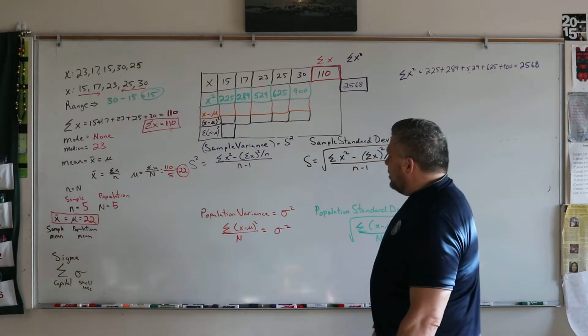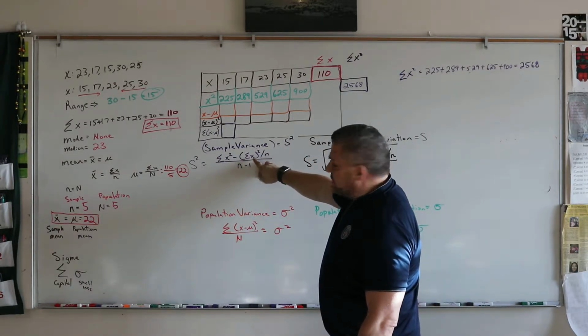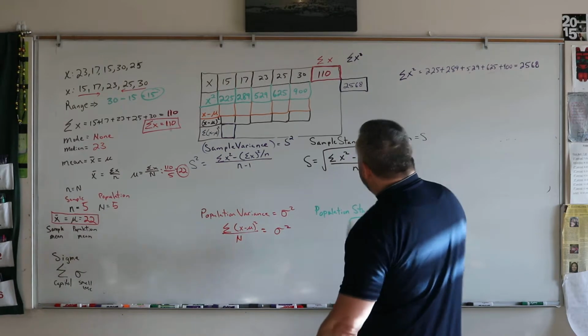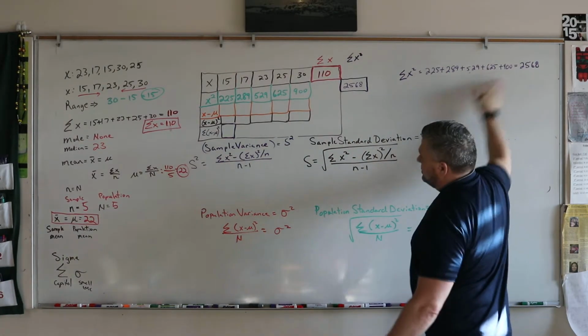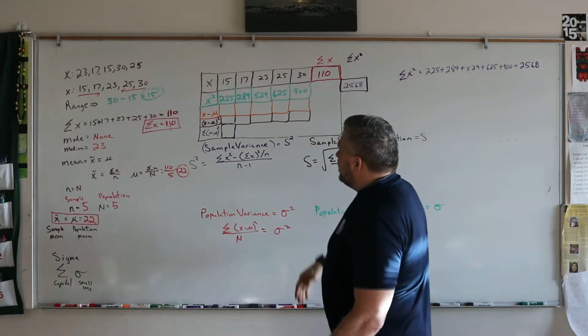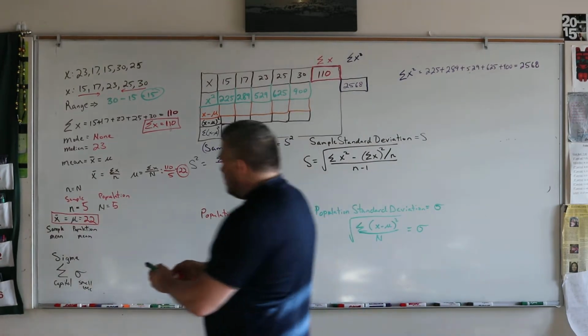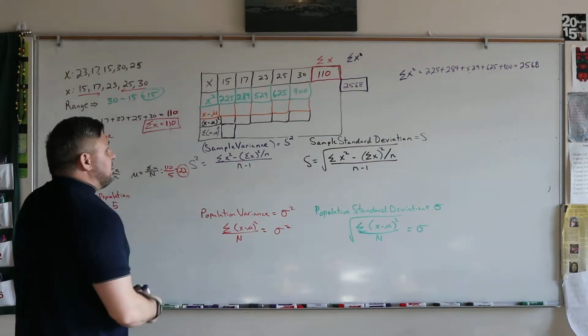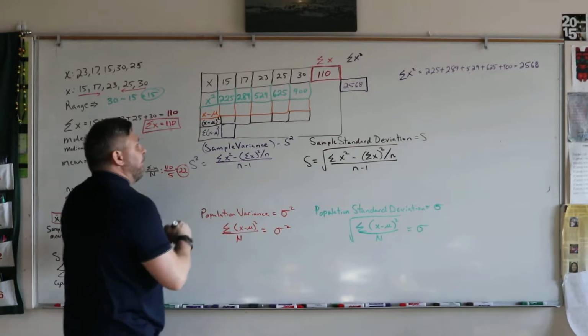You'll notice that the sum of the x's is right here. The sum of the x's squared is different, right? That's this one, okay? So we're going to just plug those numbers in. So the sum of the x's squared is in purple, right?